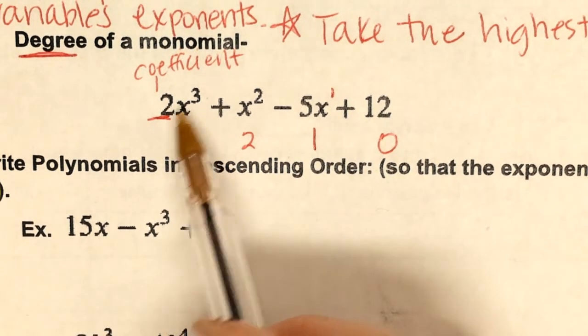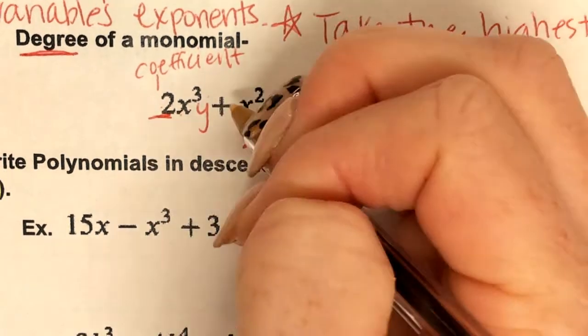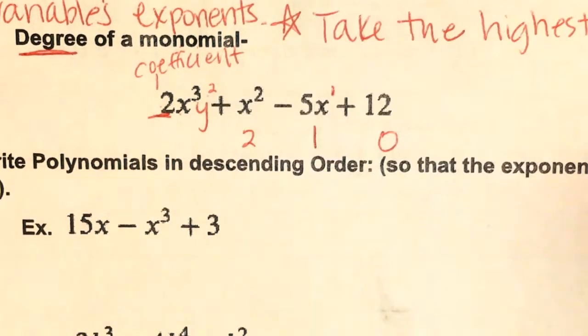Now, I'm going to change this and add something. So put 2x to the third, y to the second. And pretend that was always there.